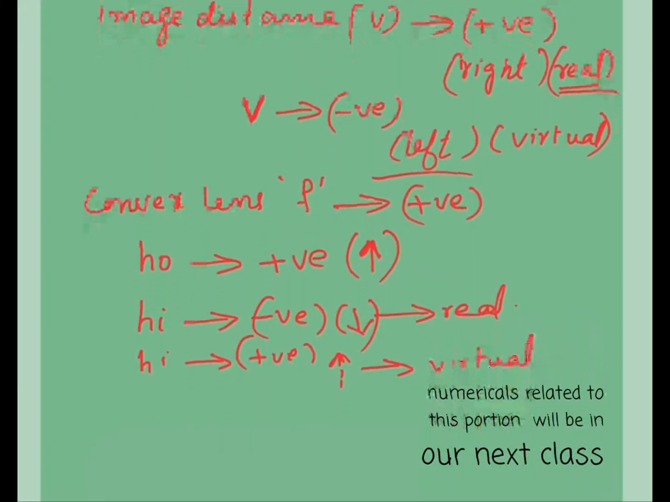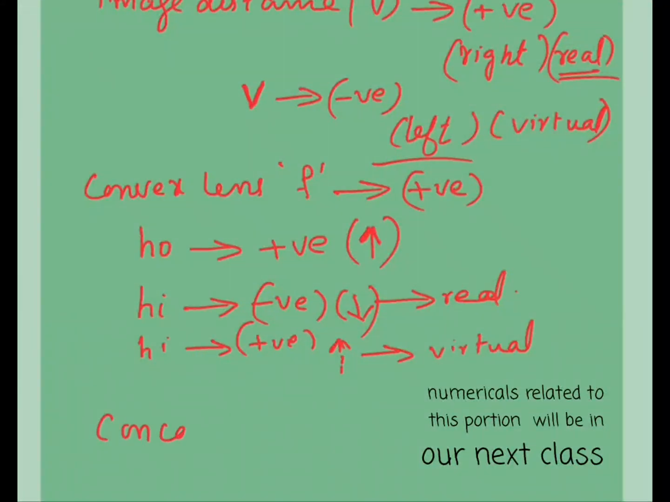Now when you move to the concave lens, the same situation comes. The only difference is for a concave lens, the focal length will be negative. Okay, all the same rules are applied. The only difference is the focal length of a concave lens is taken as negative. And you know that for a concave lens, we have only a virtual image. Okay, so all the conventions for the virtual image will be taken as the sign convention.